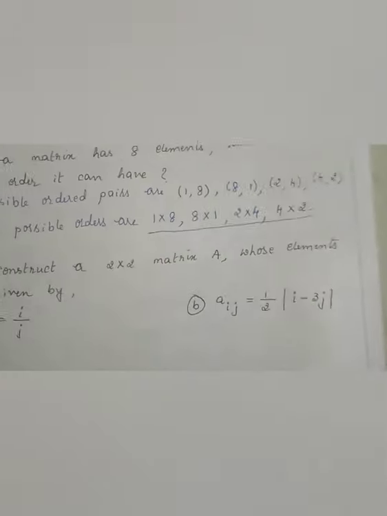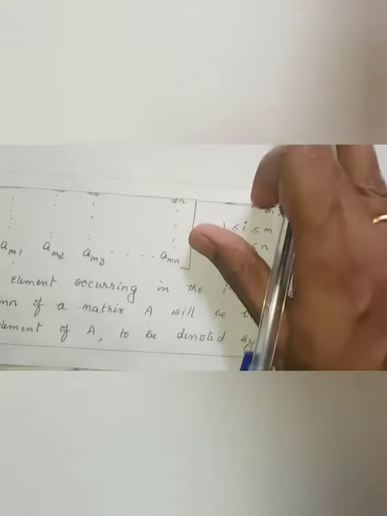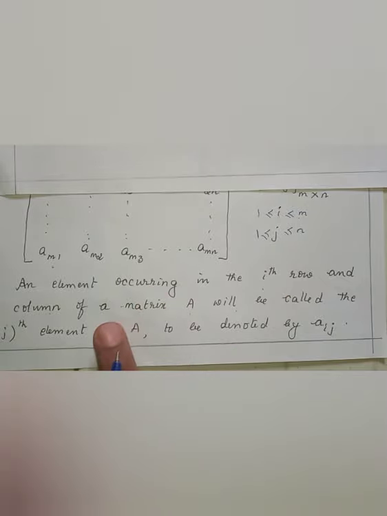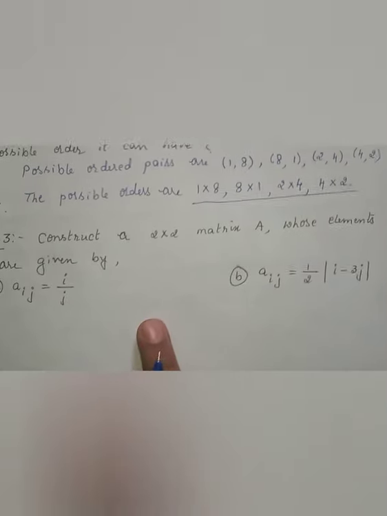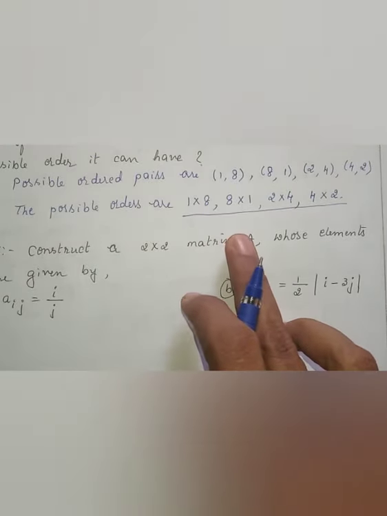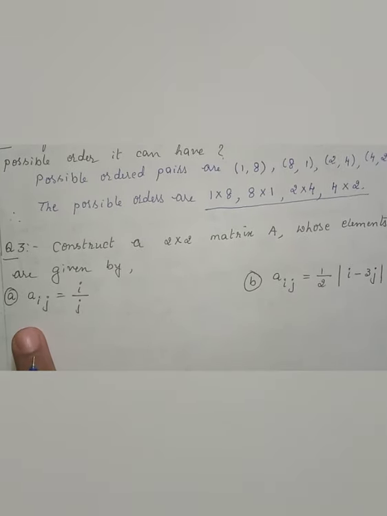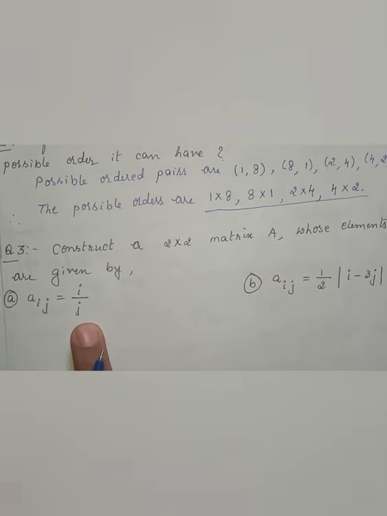Next one. I already told you that Aij is an element lying in the ith row and jth column. Now in this example, we have to construct a 2 by 2 matrix A whose elements are given by, in the first case, Aij. The elements are defined in this way. For one example, the ijth element of a matrix is of the form i divided by j.